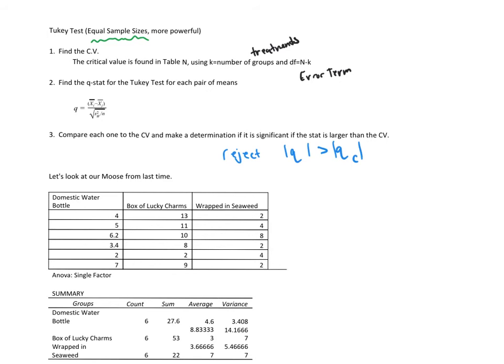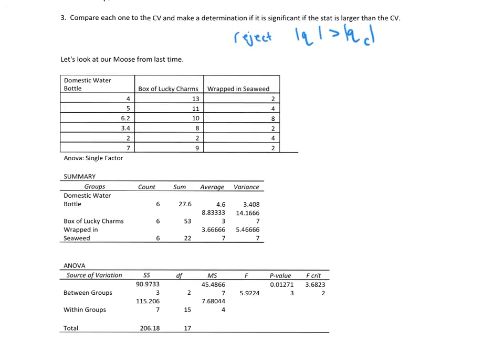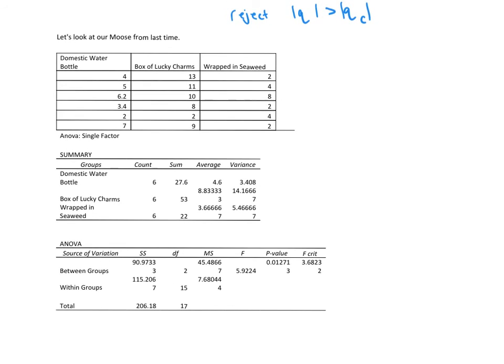So let's look at some data about some enrichment items for a moose. So I collected data on three different enrichment items for our moose, a water bottle, a box of Lucky Charms, and a log wrapped in seaweed. So first thing again, run your full ANOVA like we did last time. We have our means.